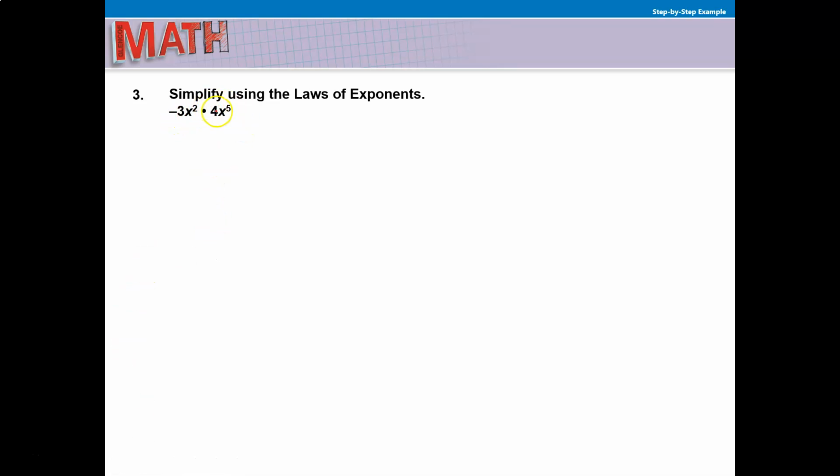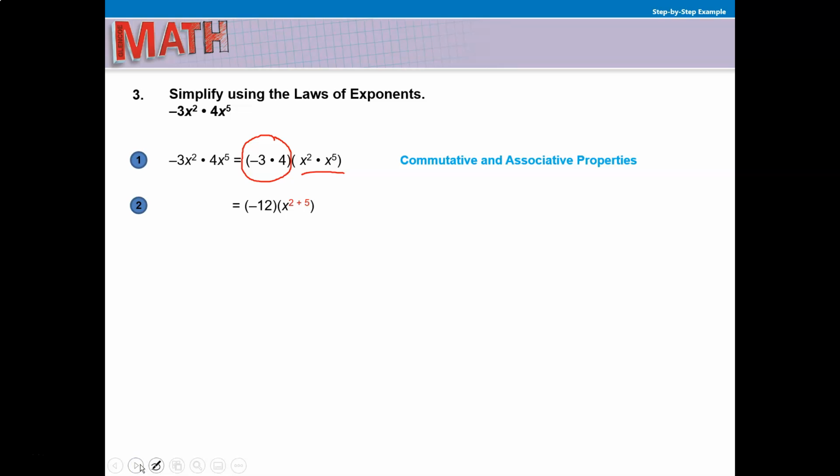We have 3x squared times 4x to the 5th. And this 3 is negative. Okay, so we're going to rewrite that. We have a negative 3 times a negative 4, or a positive 4, and we have an x squared times x to the 5th. So negative 3 times 4 would be negative 12. x to the 2 plus 5 would be x to the 7th. So your correct answer would be negative 12 x to the 7th.